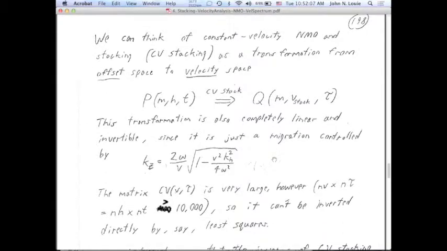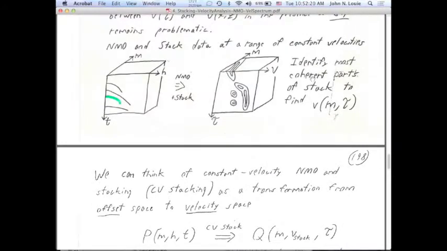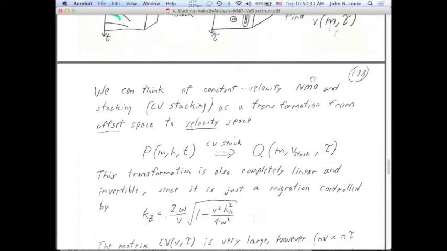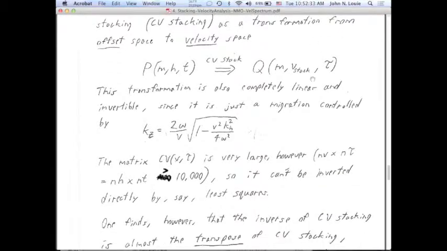So you can think of the constant velocity NMO and stacking as a transformation from offset space H to velocity space V. And what kind of velocity is it? Formally it's just NMO velocity or stacking velocity. It's not interval velocity, it's not real velocity, it's stacking velocity, which is probably close to the RMS velocity.